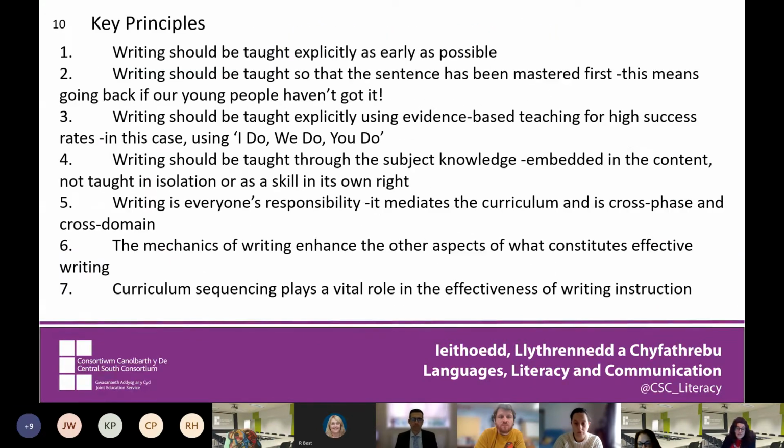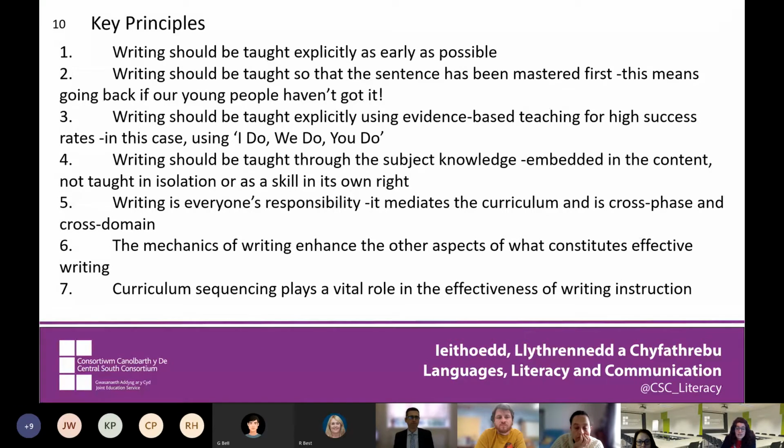Based on the evidence and the reading, I've assigned several principles to this writing training, and I'm going to spend a little bit of time going through each one. So the first one is writing should be taught explicitly as early as possible. Writing should be taught so that the sentence has been mastered first. This means going back if our young people haven't got it.